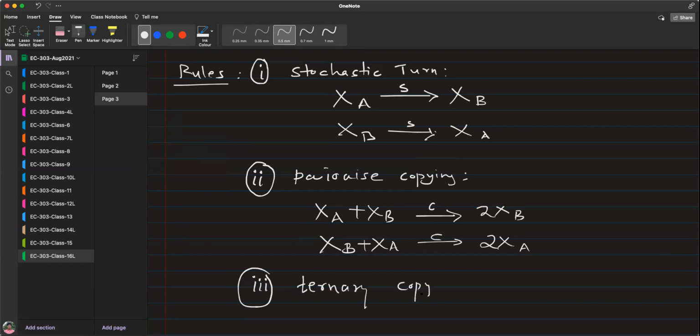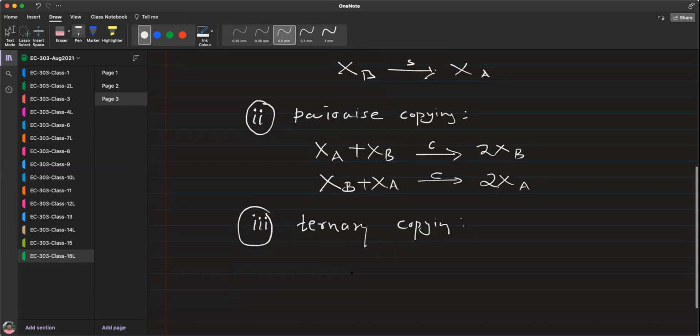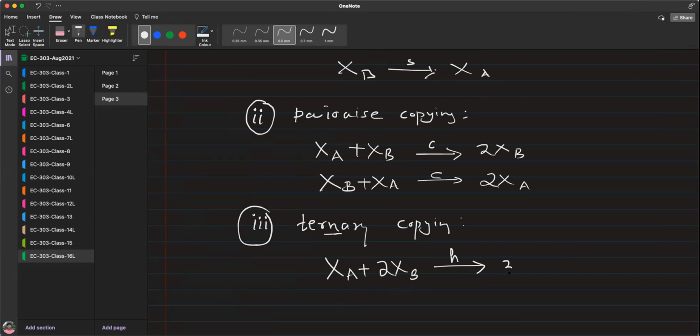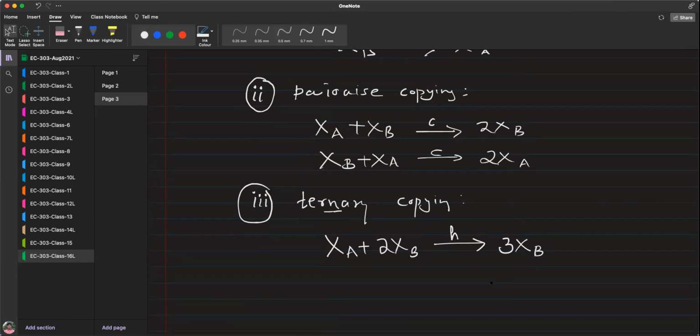Let me now introduce one more, what I call ternary copying. Ternary copying is this: an individual A interacts with two individuals at a time. Let's give a different symbol for this. Let's call it H. In a ternary interaction, if an individual A meets two individuals who are both moving in the B direction, what do you think should happen? The A direction will change to B, X_B. Right? So this is a reasonable thing to happen.